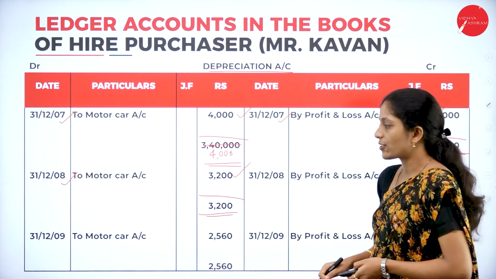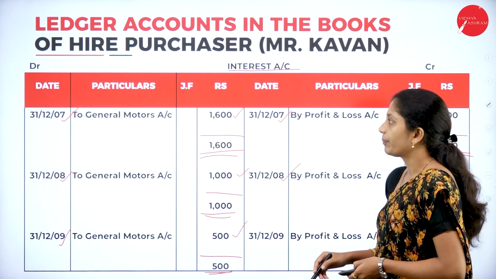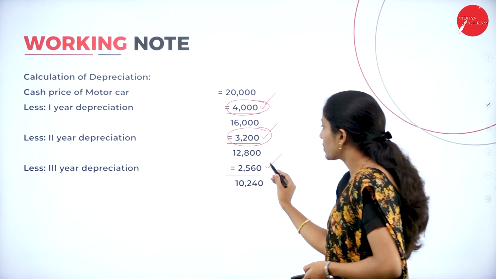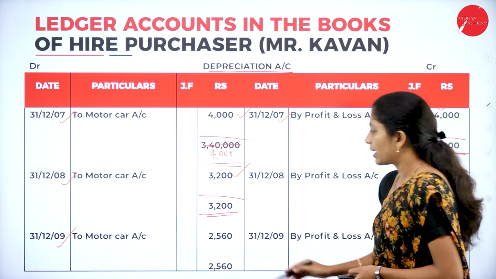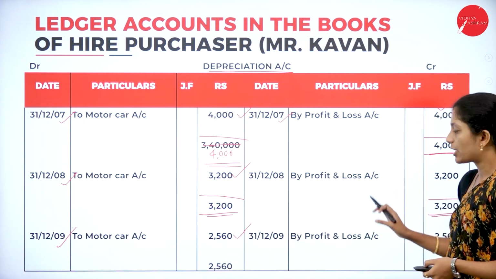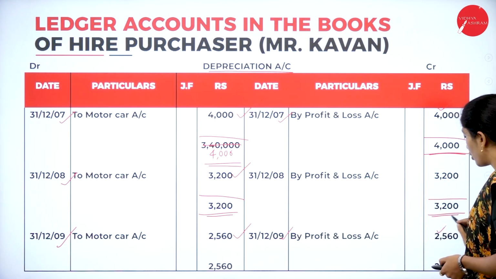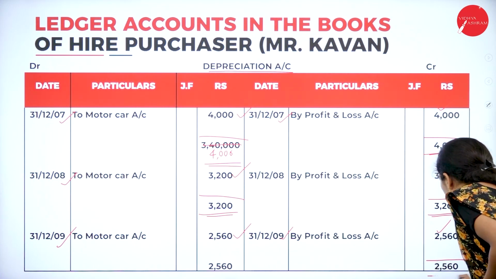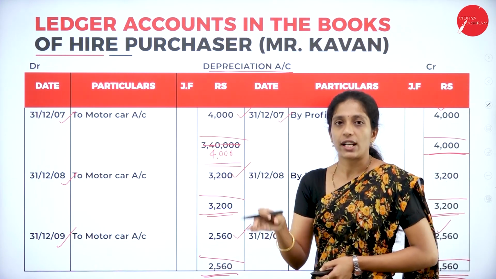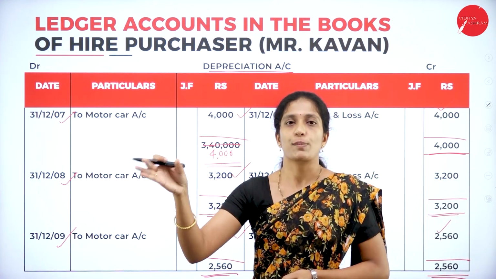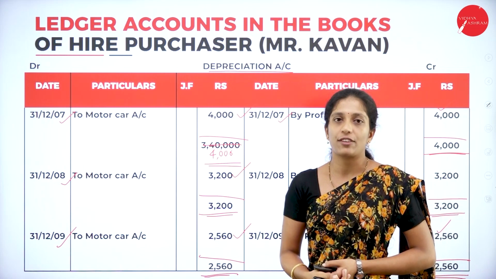In the same way for the last year. So depreciation account debit to motor car account. So what is third year depreciation? So third year depreciation is how much? 2,560. So record that 2,560. Transfer that depreciation to profit and loss account, 31st-12-09, by profit and loss account 2,560. Now calculate both the sides, you'll get the same. That is the amount of depreciation. So after charging the depreciation, that amount has to be transferred to profit and loss account. So this is how we are going to prepare the depreciation account.